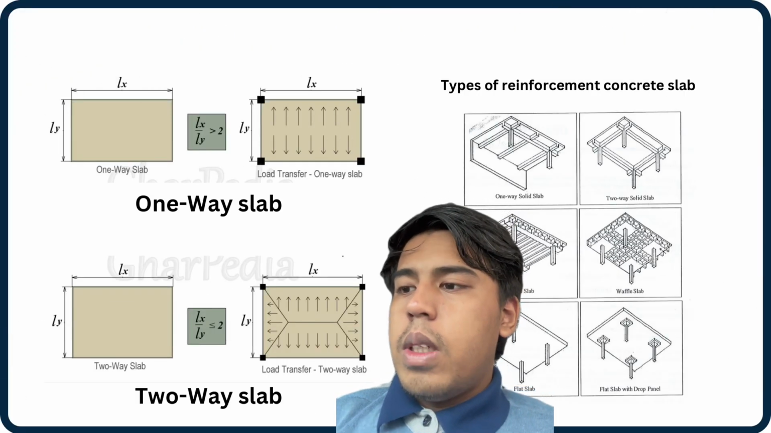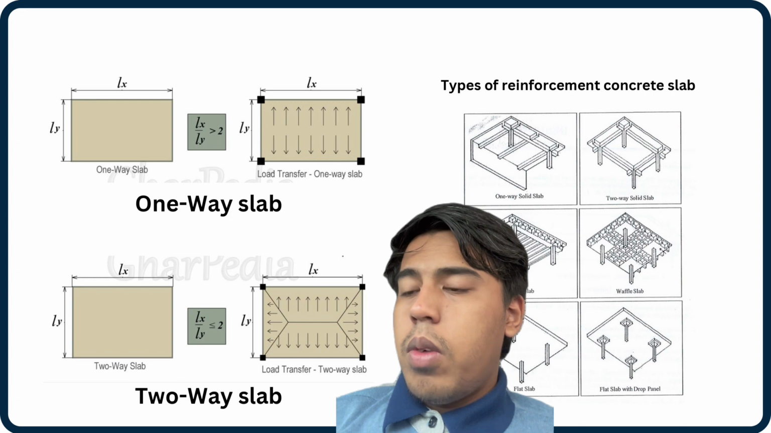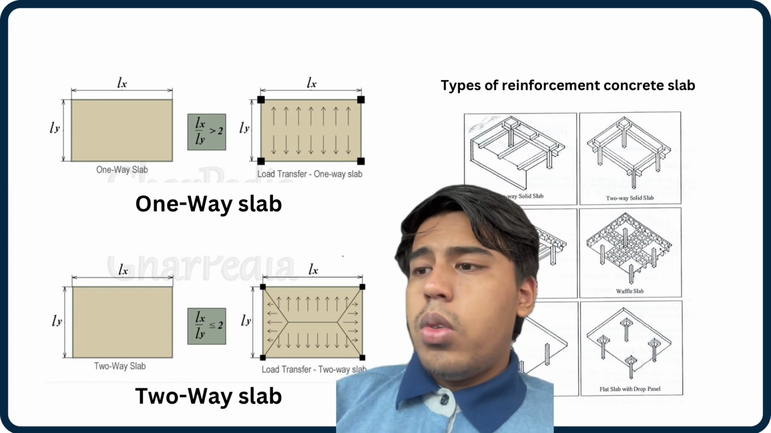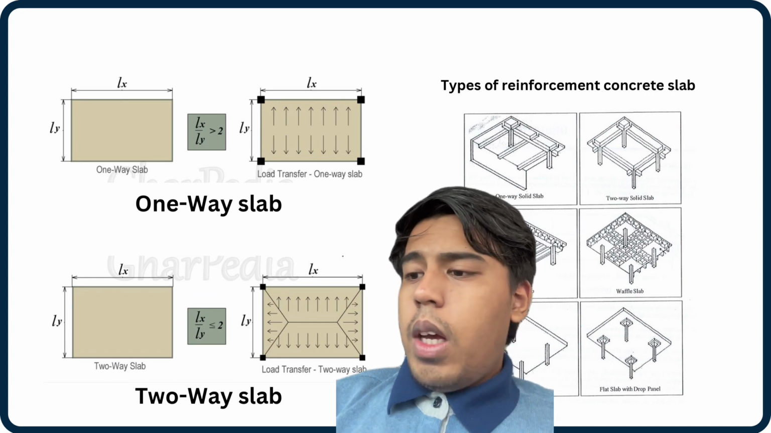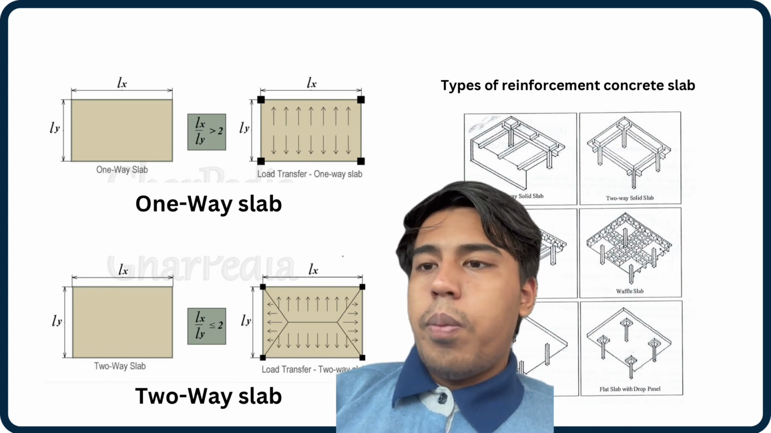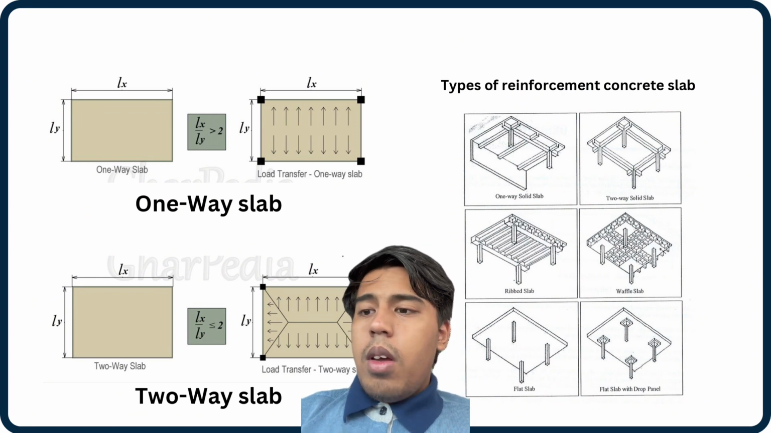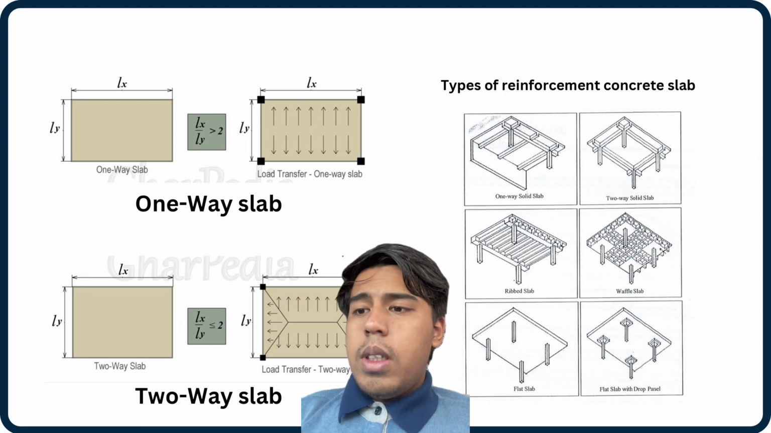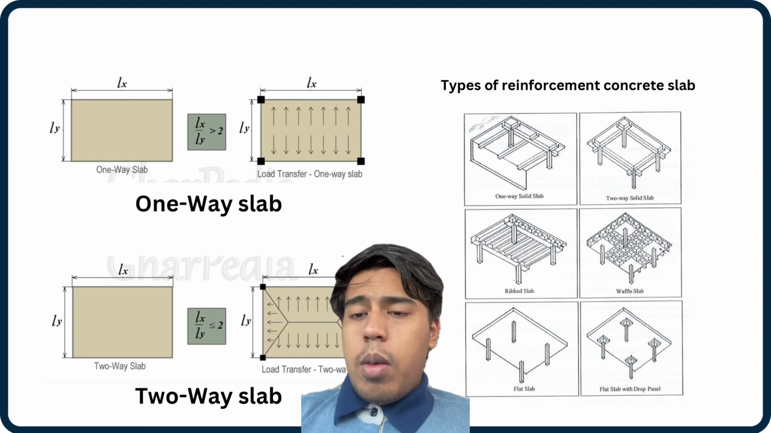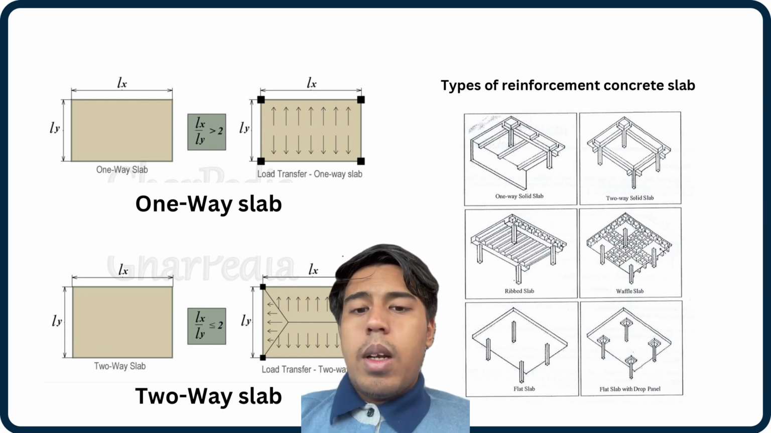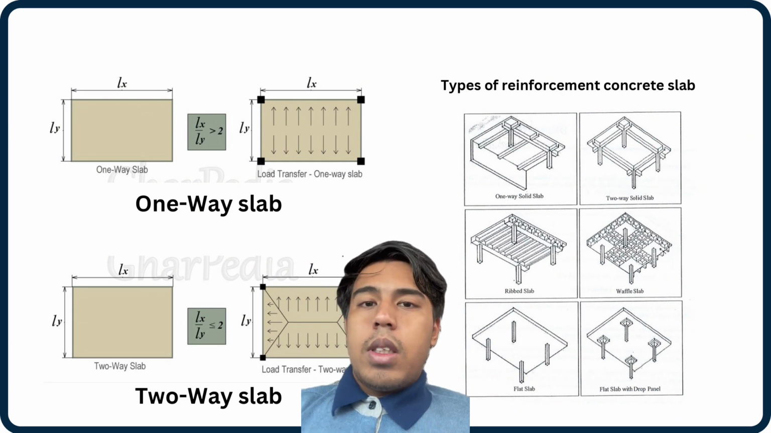This is the example for one-way slab, where the value of Lx over Ly is more than 2, and for two-way slab, Lx over Ly is less than 2. Next, there are several types of reinforced concrete slab. As we can see, first is one-way solid slab, next two-way solid slab, ribbed slab, waffle slab, flat slab with drop panel. And this is the example of types of reinforced concrete slab.